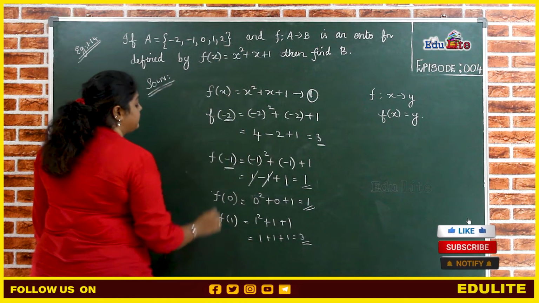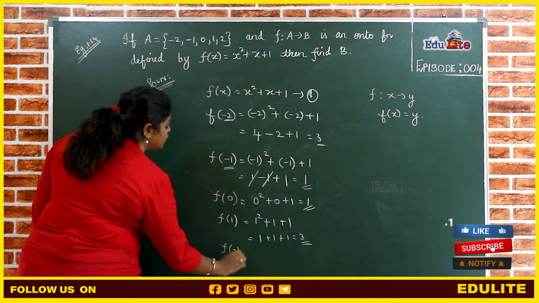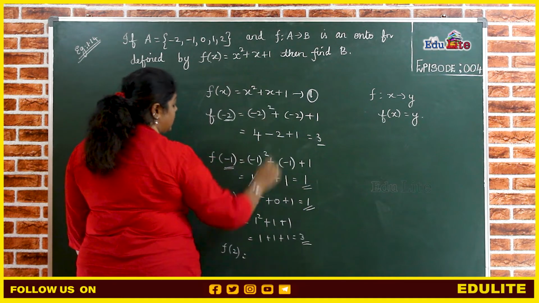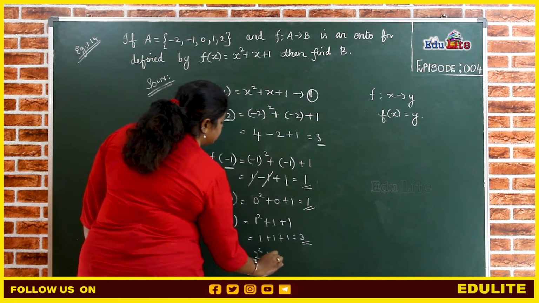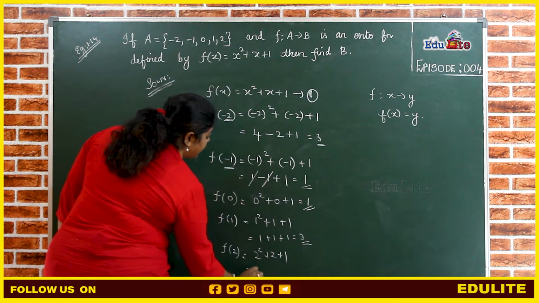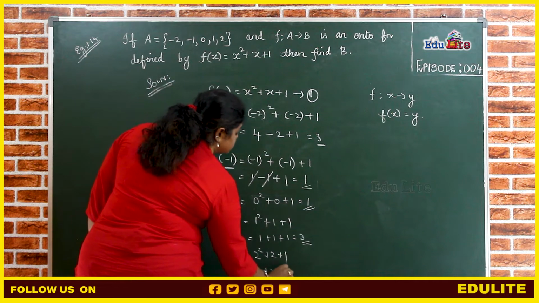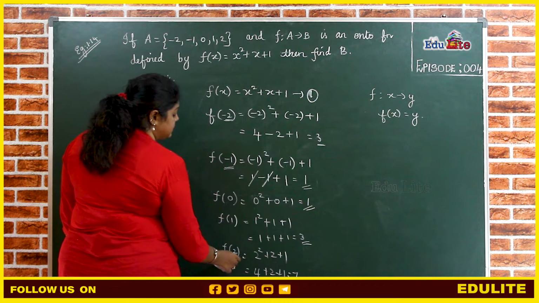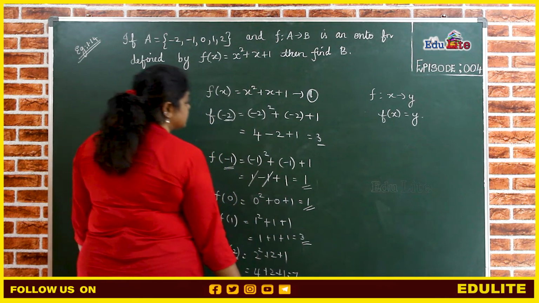Next, the last value we are going to do is f of 2. F of 2 means we have to substitute the value of x as 2 in equation 1. 2 square plus 2 plus 1. 2 square is 4, plus 2 plus 1. 4 plus 2 is 6, 6 plus 1 is 7. So when x is equal to 2, we got y as 7.